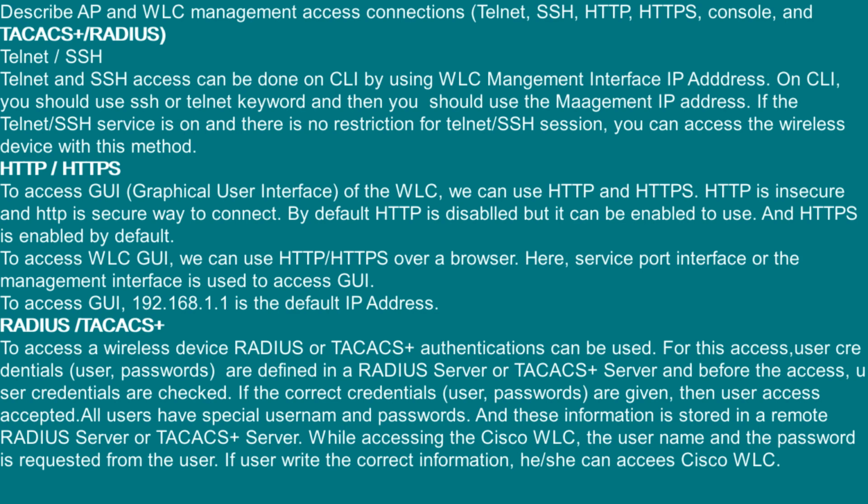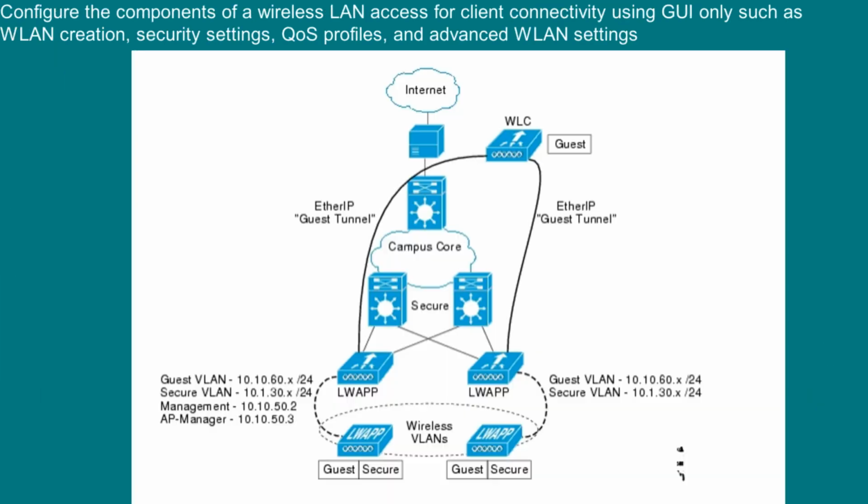RADIUS, TACACS to access a wireless device. RADIUS or TACACS authentications can be used. For this access, user credentials, user passwords, are defined in a RADIUS server or TACACS server, and before the access, user credentials are checked. If the correct credentials are given, then user access is accepted. All users have special usernames and passwords, and this information is stored in a remote RADIUS server or TACACS server. While accessing the Cisco WLC, the username and the password is requested from the user. If the user writes the correct information, he or she can access the Cisco WLC.